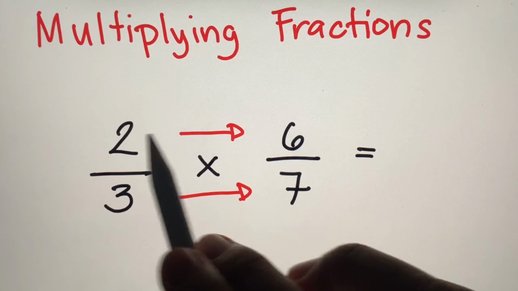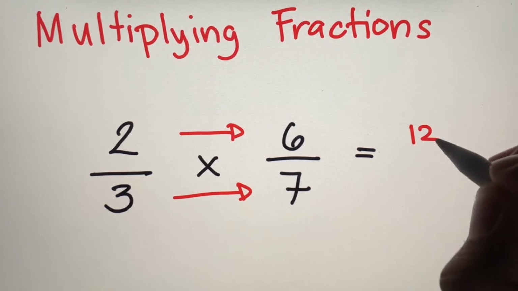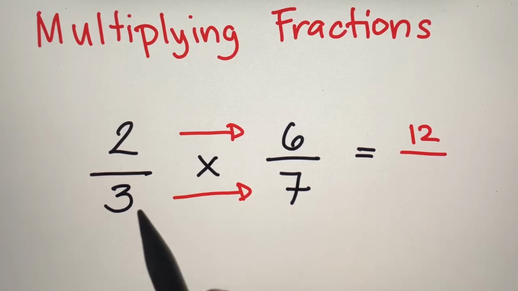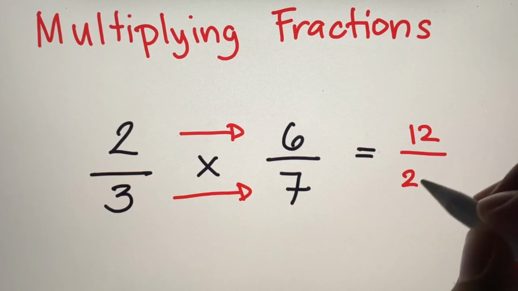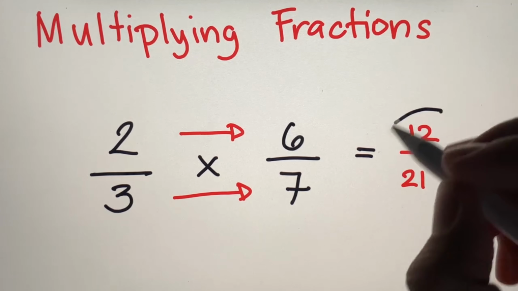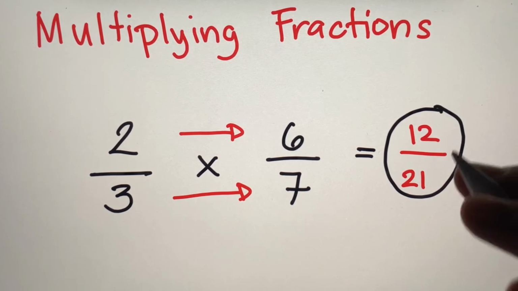So in here we have 2 multiplied by 6. That would be our numerator, 12. And for the denominator, that would be 3 times 7, which is equal to 21. So this could be an answer, but this one is not yet in its simplest form.